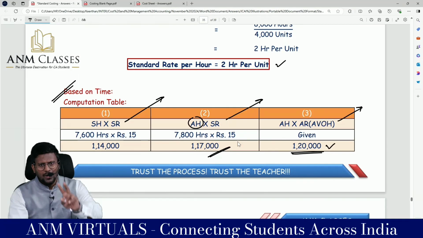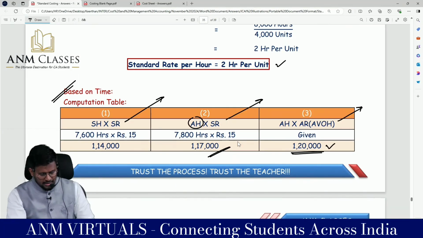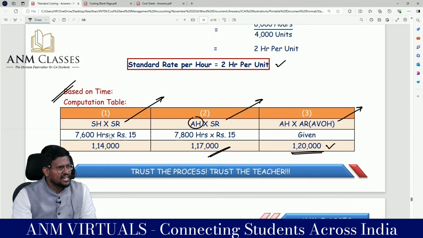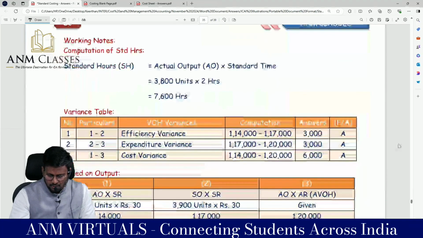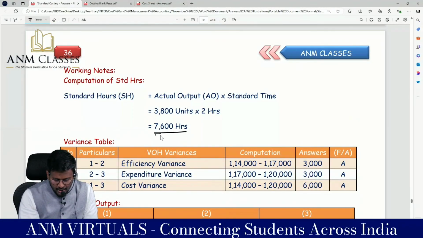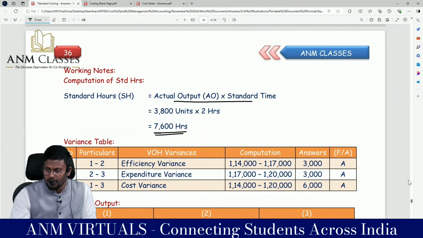3000 into what is the standard time per unit? That means 7600 hours is the standard hour. Into 15 comes to 1,14,000. Comfortable? So I have calculated the standard hours. Actual output into standard time 7000.